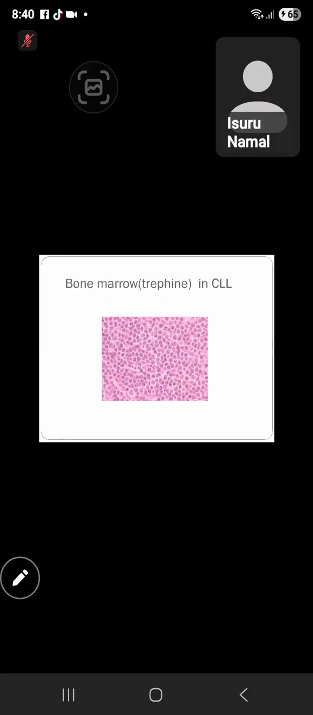As we know, normally with the bone marrow aspiration, they do a trephine biopsy and send it to the histology lab, then send it back to the hematology section to observe this trephine. Right here, you can see a lot of lymphocytes.